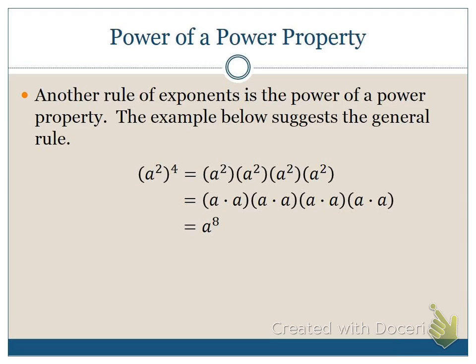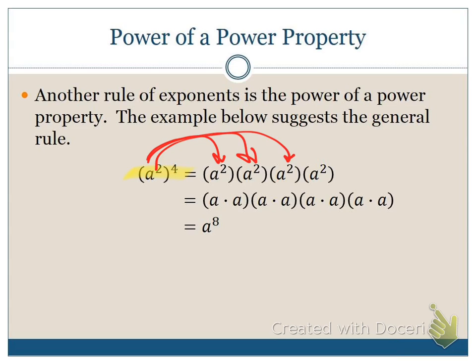When you're taking a power inside the parentheses and raising it to another power, remember, let's take, for example, 2 to the third power. Was that 2 times 3? No, it's 2 times 2 times 2. You're multiplying it by itself. So that's what we're doing here. A to the second power raised to the fourth power, I'm multiplying it by itself 4 times.